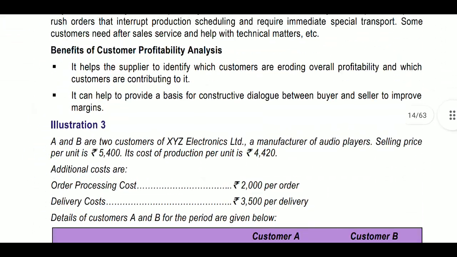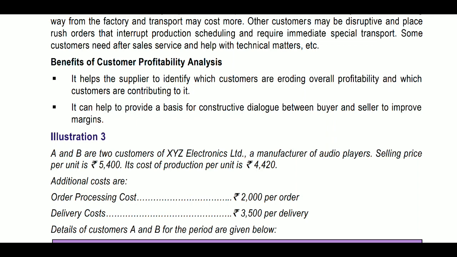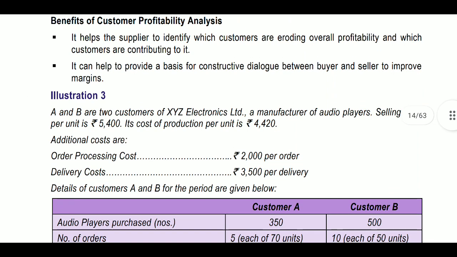Next, benefits of customer profitability. What is the benefit? Here we will identify profitable customers and non-profitable customers. Who is the profitable customer and who is the non-profitable customer? We will identify and provide that. Based on that, we will construct the dialogue between buyer and seller to improve margins. This is the benefit of customer profitability analysis. For this, they provided one illustration.